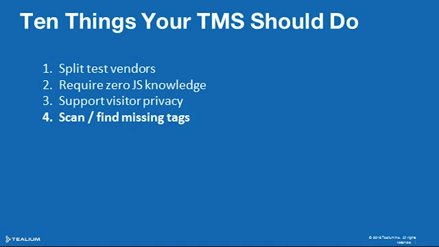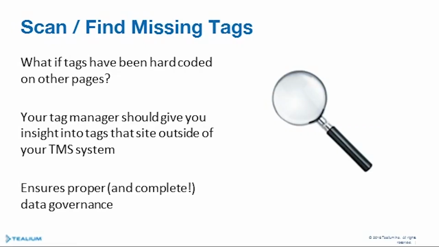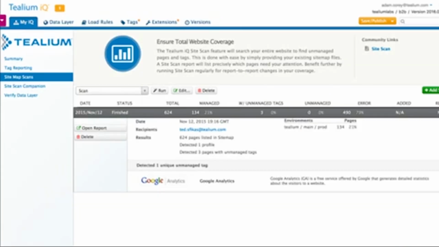So tag management is great, but one of the things that can be daunting is if you've had a long history of implementing tags on your site, on individual pages or maybe in your content management system, and then you move to a tag manager, how do you know that you have all of the tags that you need to work with? So the ability to scan and find those missing tags is really important. It ensures proper and complete data governance, and also makes sure that everybody is working within the tag management framework that you developed, and there aren't any one-offs out there.